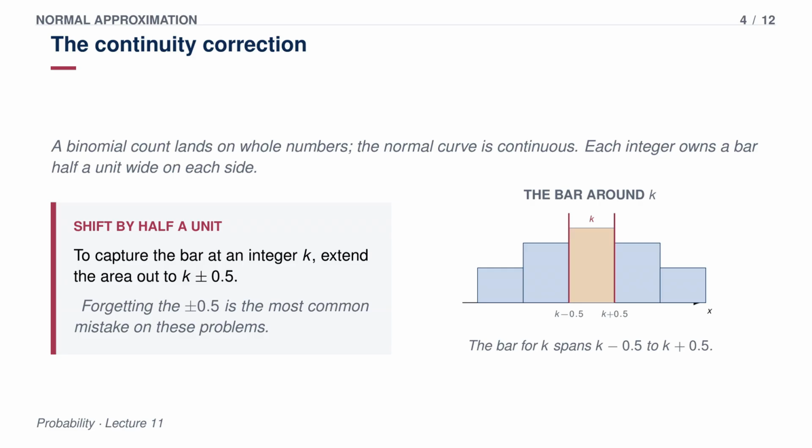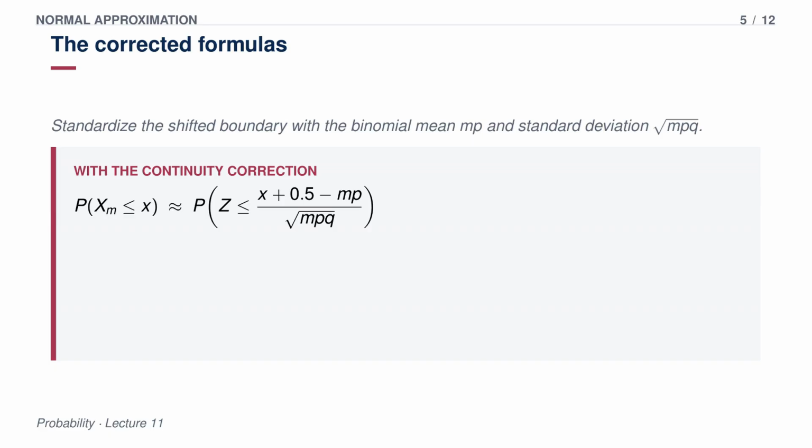So just burn the picture in. The bar for k spans from k minus 1/2 to k plus 1/2. Every problem today is really just, which edge of which bar do I need? Let's make that concrete with the 3 shapes you'll actually use.